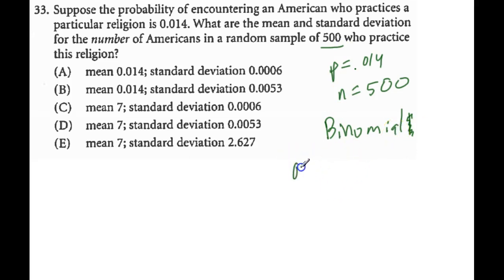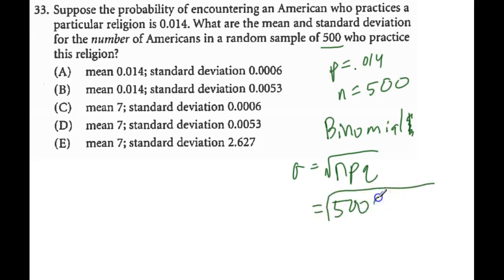So the formula for standard deviation for binomial is the square root of NPQ, if you remember that, NPQ. So you would multiply N is 500 times P is 0.014. Q, also called 1 minus P, is the complement of that, 1 minus 0.014, or 0.986. And if you multiply that out, I believe you get 2.627.